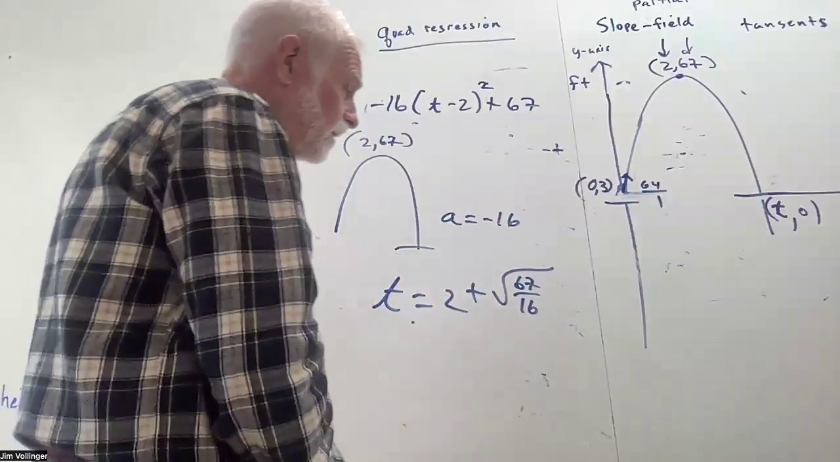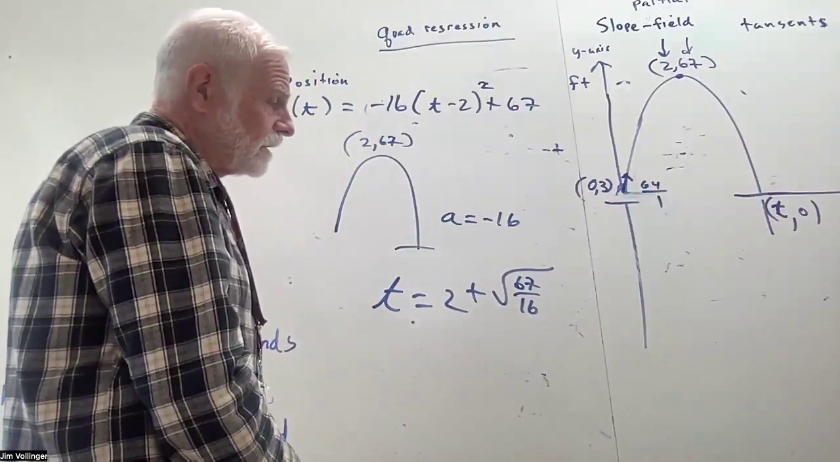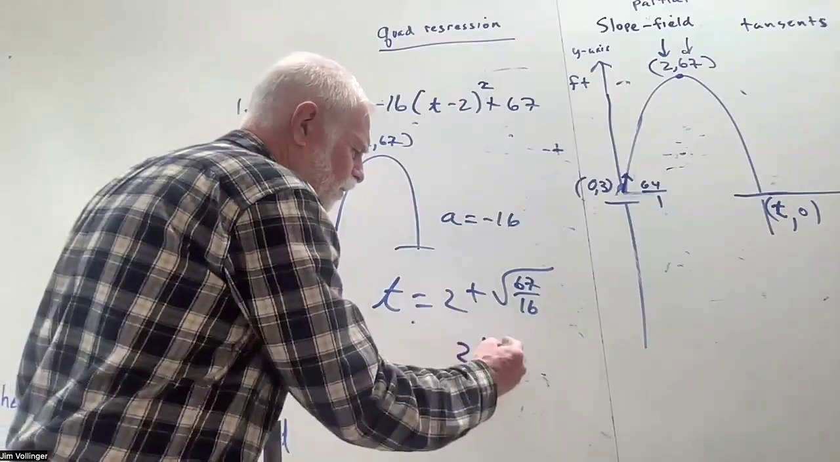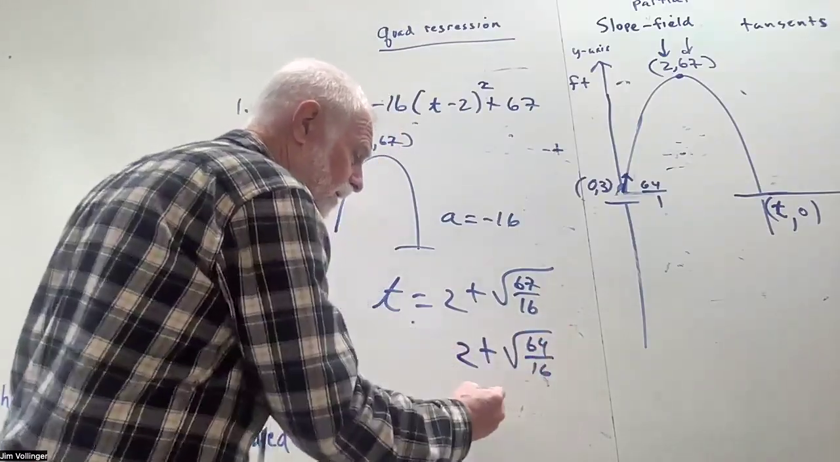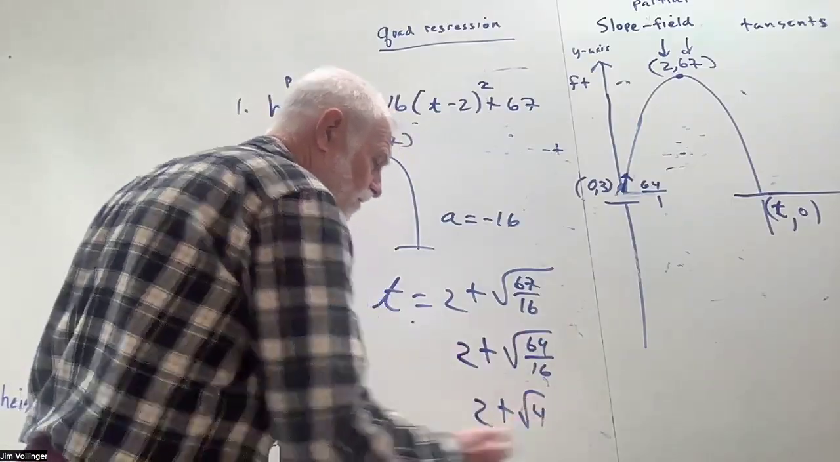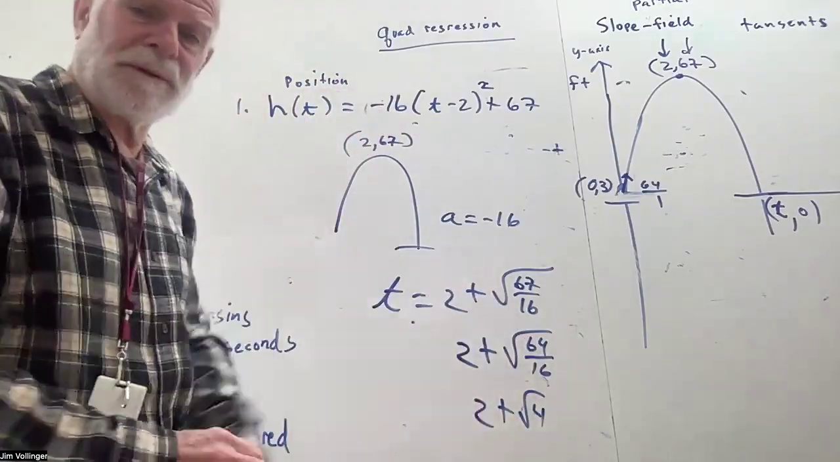Of course, I might want to take a feeling for it by putting the square root of 64 over 16, because I know that's 4. And that's 2 plus the square root of 4. But this is just a little bit bigger.